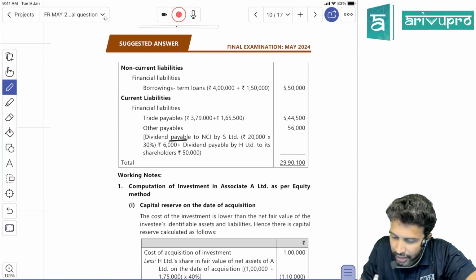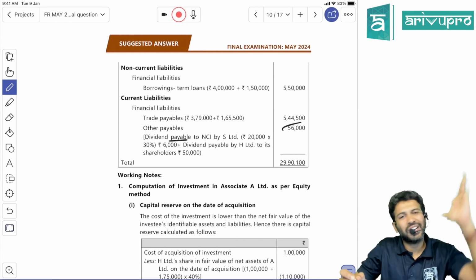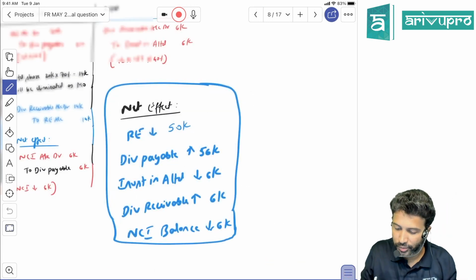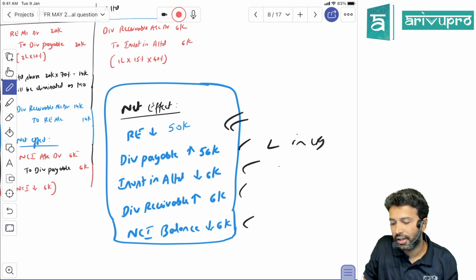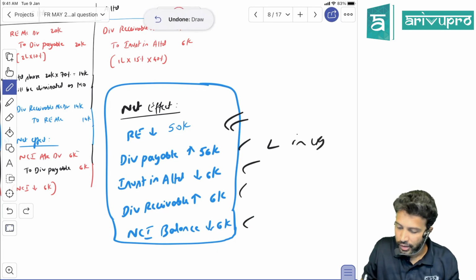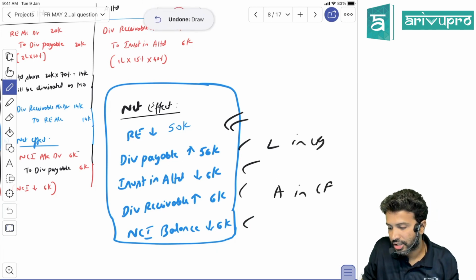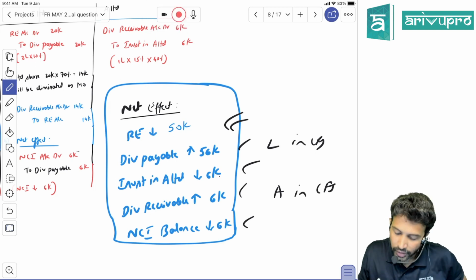Dividend payable has come on the liability side, 56,000. So that will directly come in the balance sheet. That's what we have written over here. So these two, this will come as a liability in the consolidated financial statement. This will come as a dividend receivable, as an asset in the consolidated financial statement. Okay, sir. Investment in associate.